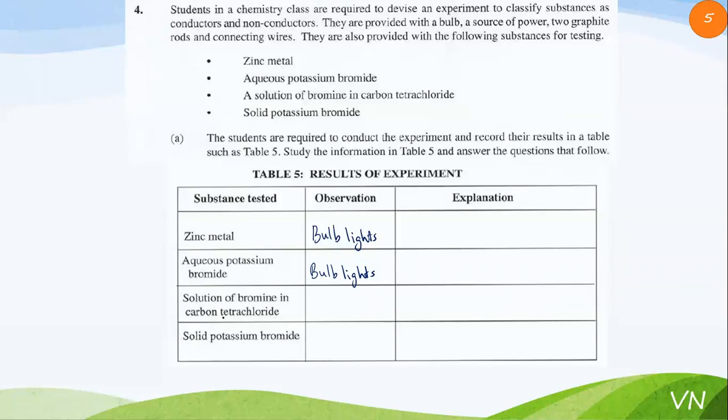Solution of bromine in carbon tetrachloride. Now, even though this is a solution, all right, we have here covalent compounds, right? So bulb will not light in this case. And likewise, the solid potassium bromide, the bulb will not light again.